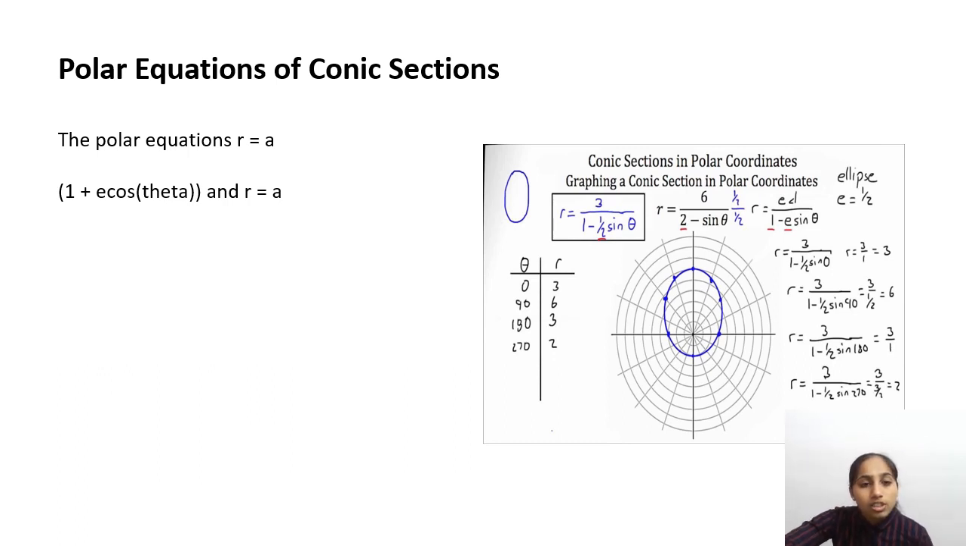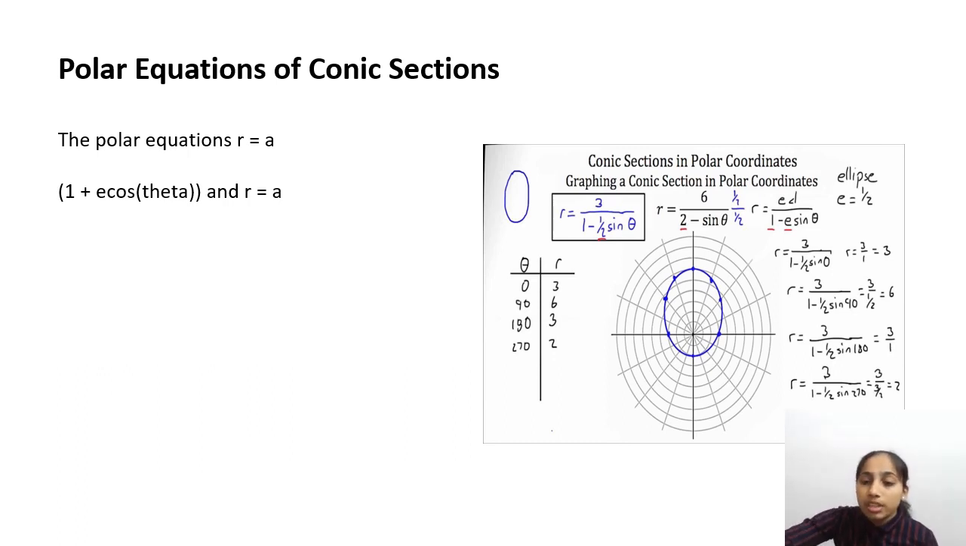The polar equations are r equals ed divided by 1 plus e cos theta, and r equals ed divided by 1 plus e sin theta. Conic sections in polar coordinates: graphing a conic section. In this picture, r equals 3 divided by 1 minus half sine theta, which becomes r equals 6 divided by 2 minus sine theta, multiplying by half. The picture shows that we can also multiply, so that r equals e d divided by 1 minus e sine theta.